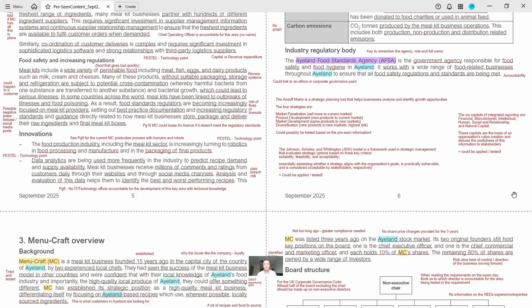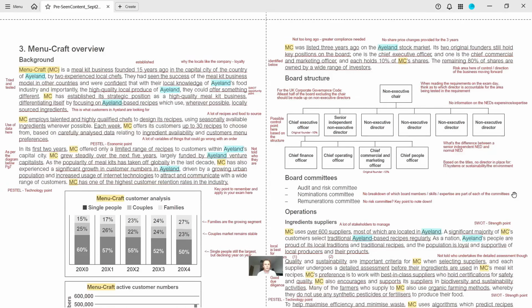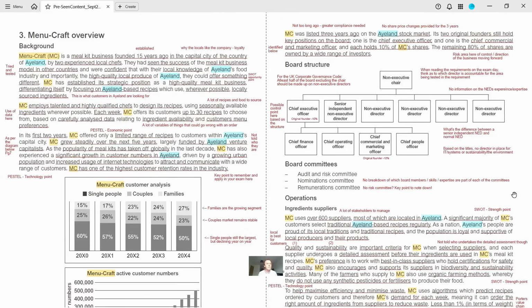So now let's move on to the other areas of the pre-seen materials for your notes. We now come on to MenuCraft, an overview of the company and its background. So this is going to be the difference in a student understanding what the company is about and applying it on the exam day. Because MenuCraft is a meal kit business, founded 15 years ago, so well established in the capital city of the country of Ireland. And this is one of the reasons why locals like the company. They have great loyalty towards it because it was actually founded by 2 experienced local chefs. They have seen the success of the meal kit business model in other countries.